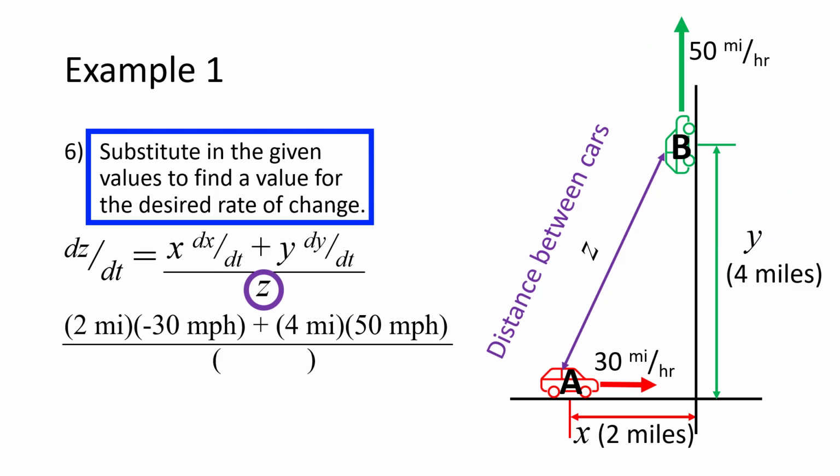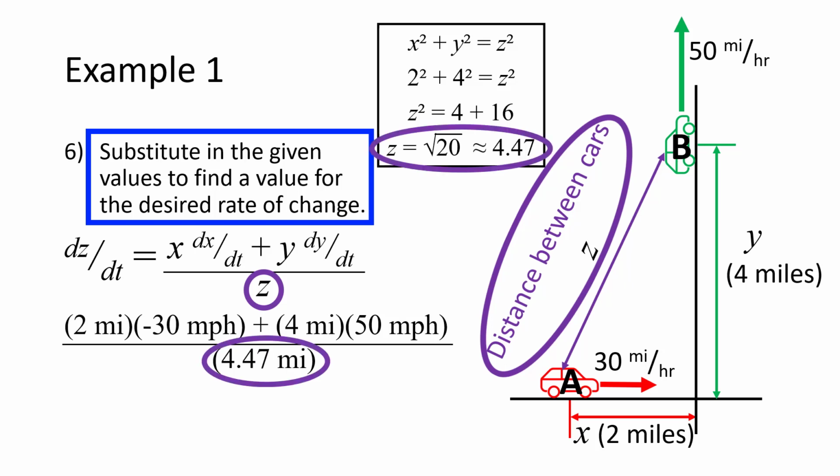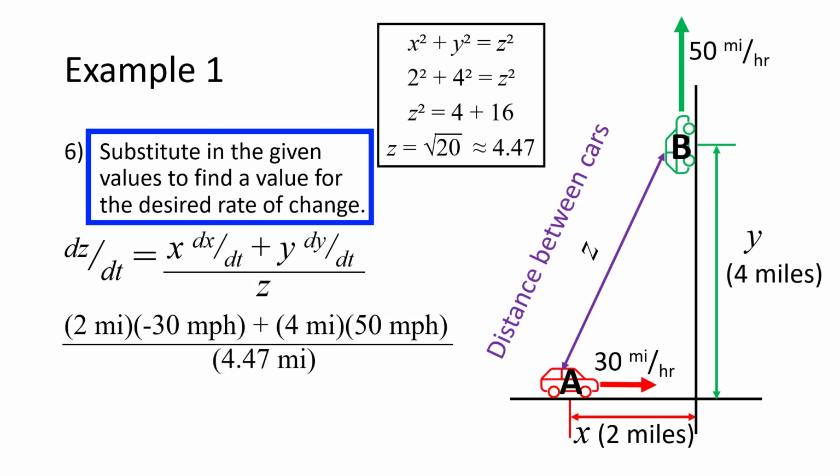We still need a value for z. That was not given, but we can find it using the Pythagorean theorem. We know x squared plus y squared is z squared, so z is the square root of 4 plus 16, square root of 20. The square root of 20 is about 4.47. We substitute 4.47 miles for z and find that dz/dt is about 31.32 miles per hour.